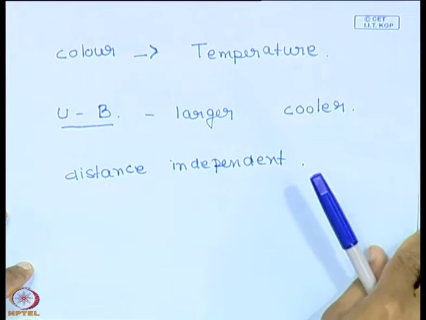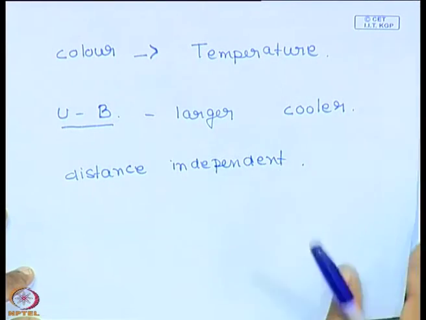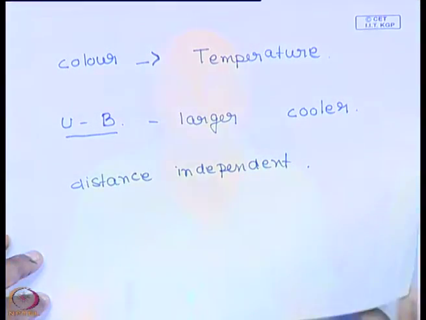And we shall be referring to color in the subsequent discussion, the color of the radiation from different sources. So, color refers to the difference in magnitudes, or the log of the ratio of the fluxes at different bands.